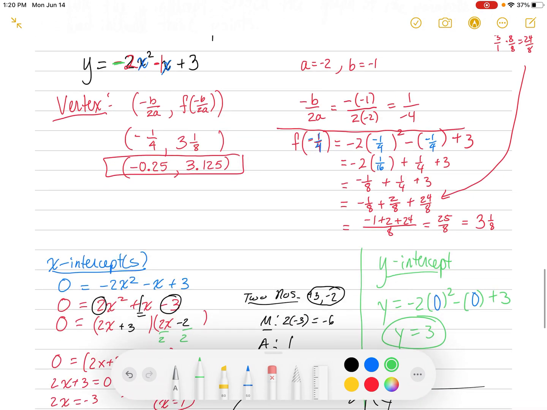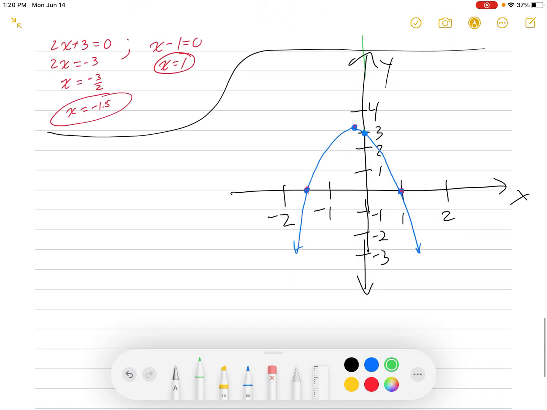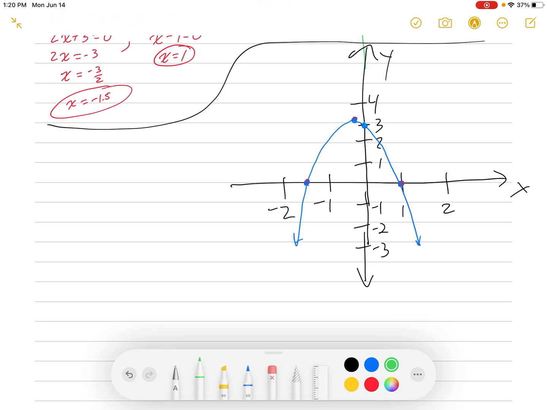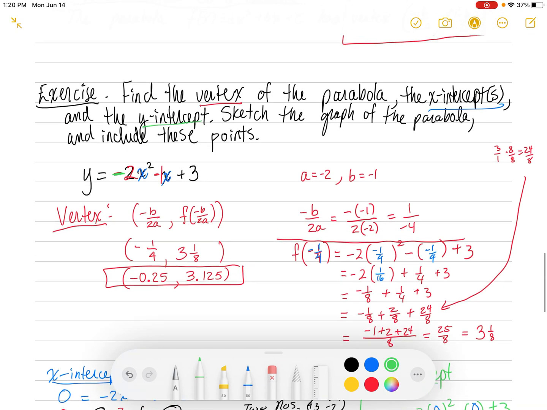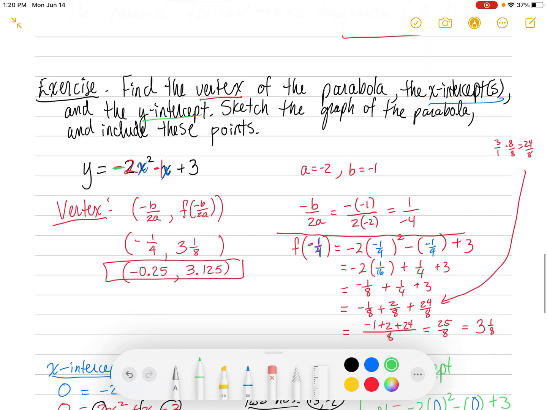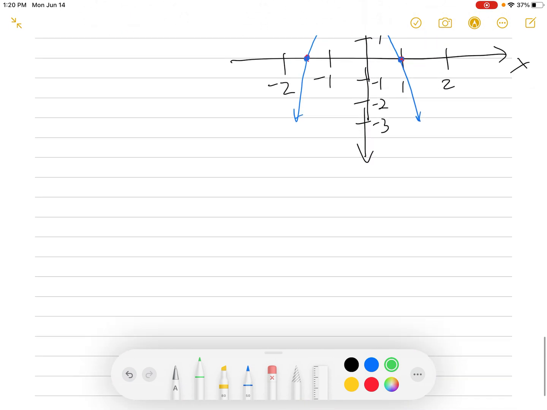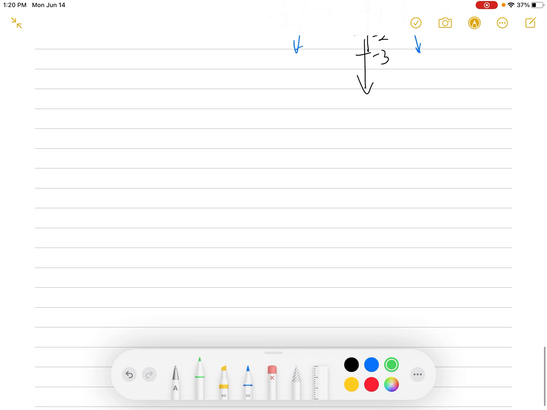All right, so there we have it. Nice. So that's some more graphing when you don't have it already in the vertex form. So this one was not in the vertex form, it was in the general form. Let's do another one. A little bit different instructions maybe.